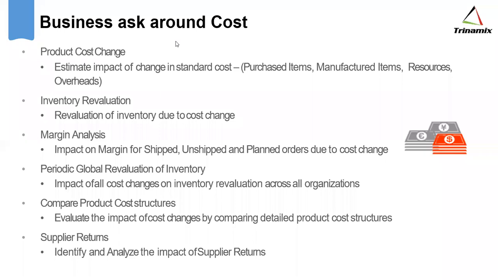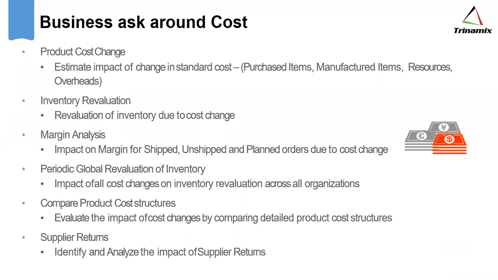So there are a lot of cost related questions the business needs to address on a day-to-day basis. These are a few of the use cases that we hear. We have tried to list them, and you'll probably be looking at many of these in your day-to-day business if you are trying to manage costs. So what happens if the product cost changes? When we are talking about cost changes, there are so many elements which drive the core product cost: the purchasing items, manufacturing items, if you're making your resources, and then the overheads that you allocate.